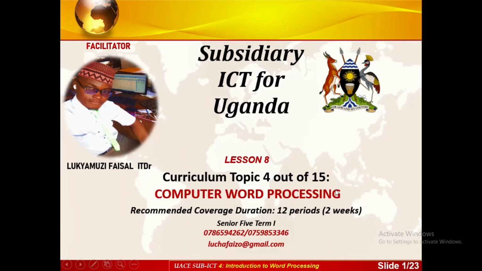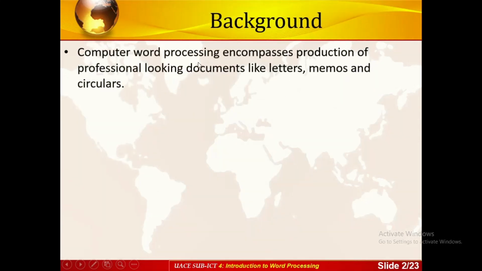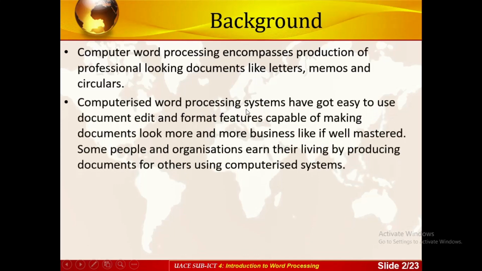So today's topic is going to be about computer word processing, and it's mostly practical. So without wasting much time, let's start with the background. Computer word processing encompasses production of professional looking documents like letters, memos, and such like. Computerized word processing systems have easy to use document edit and format features capable of making documents look more and more business like if well mastered. Some people and organizations earn their living by producing documents for others using computerized systems.